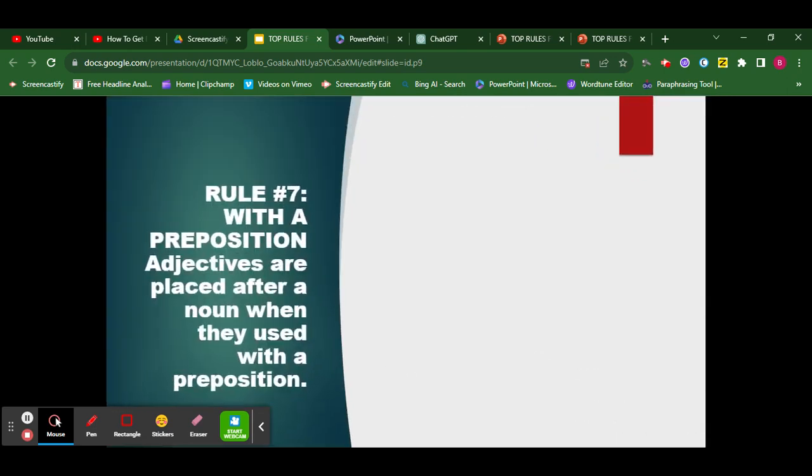So let's move on to rule number 7, dealing with a preposition. Adjectives are placed after a noun when they are used with a preposition. That is the rule. When you use adjectives with a preposition, they come after a noun. Okay? For example, he wanted a piece of land suitable for farming. You see, suitable comes after land because it is used with the preposition for. He wanted a piece of land suitable for farming.